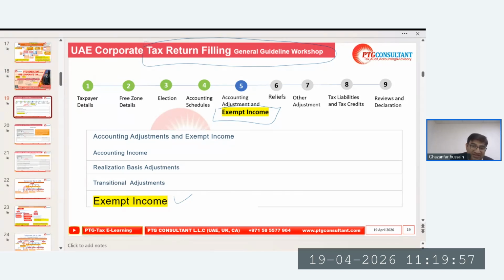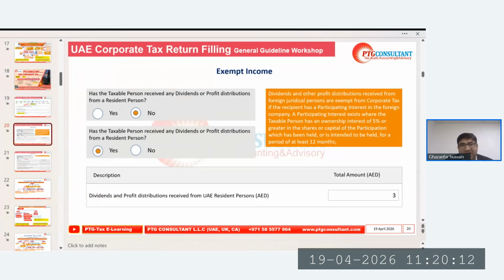We understood the overview in the previous session. Now we are understanding why we have to learn the exempt income. Let's see, this is the exact corporate tax return. We extracted from there and prepared the slides for training purposes. So this is when this question will appear in the corporate tax return.